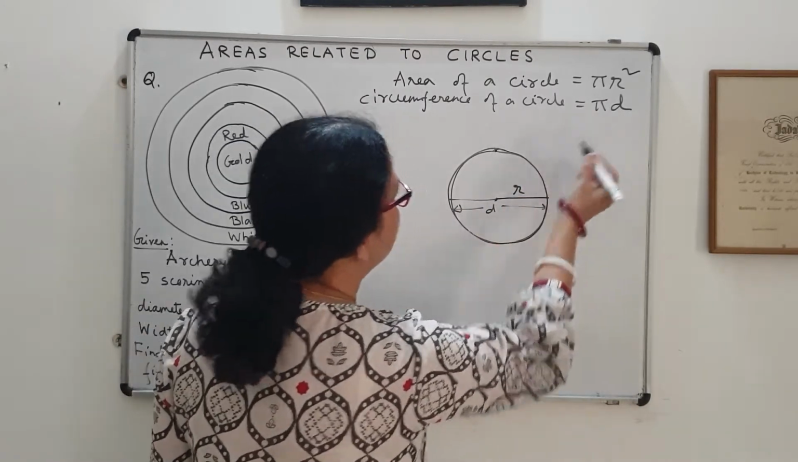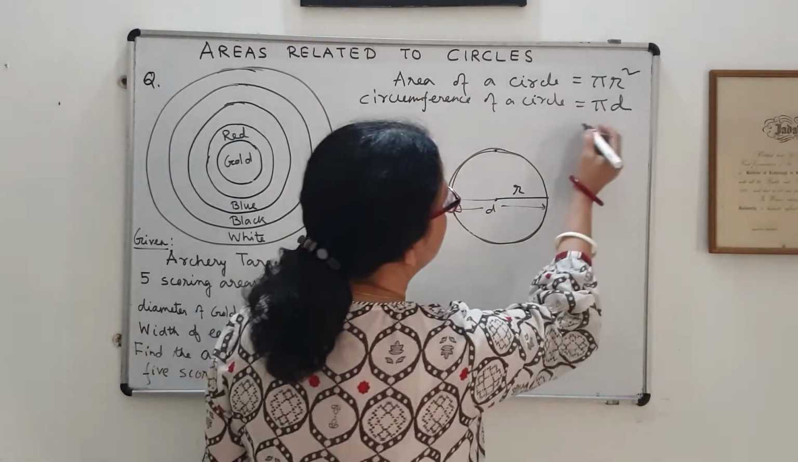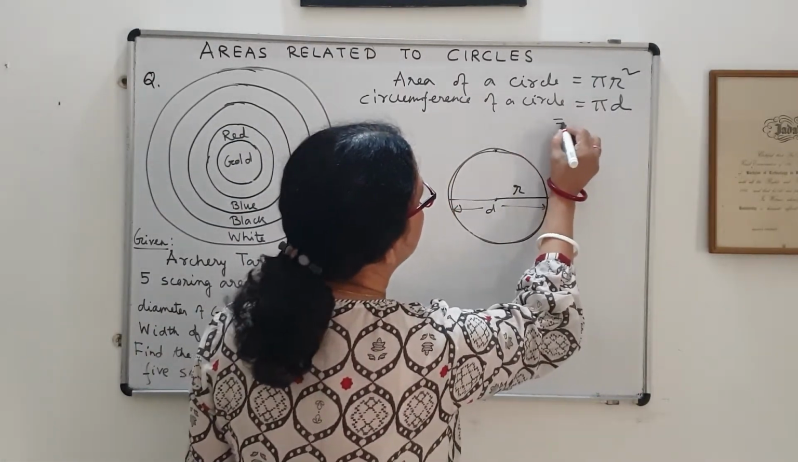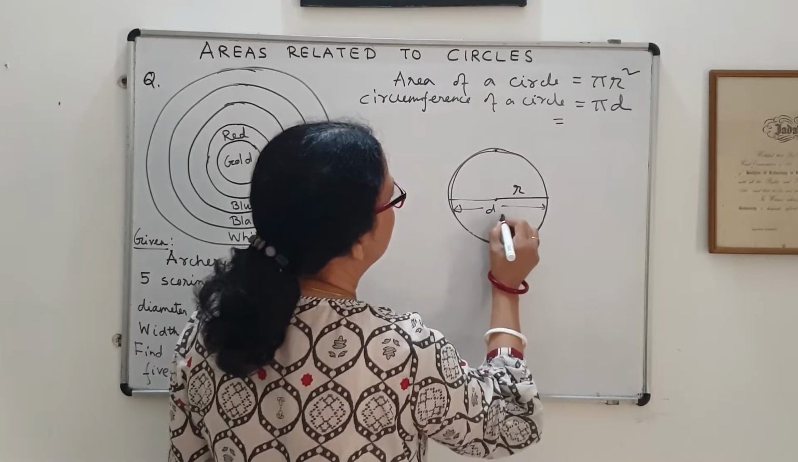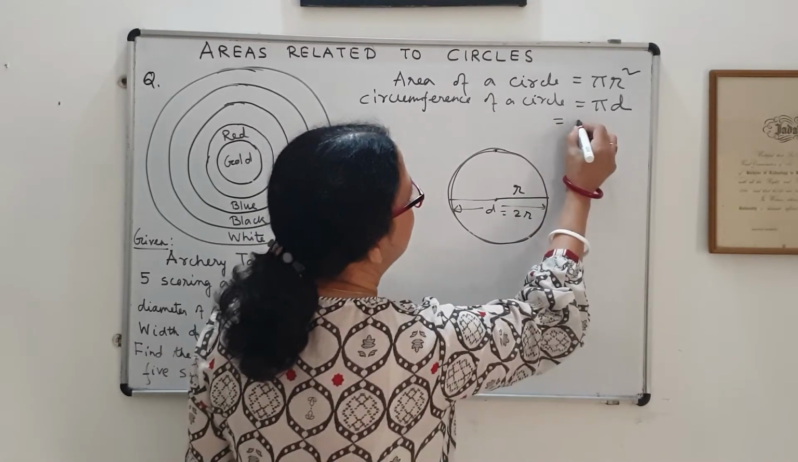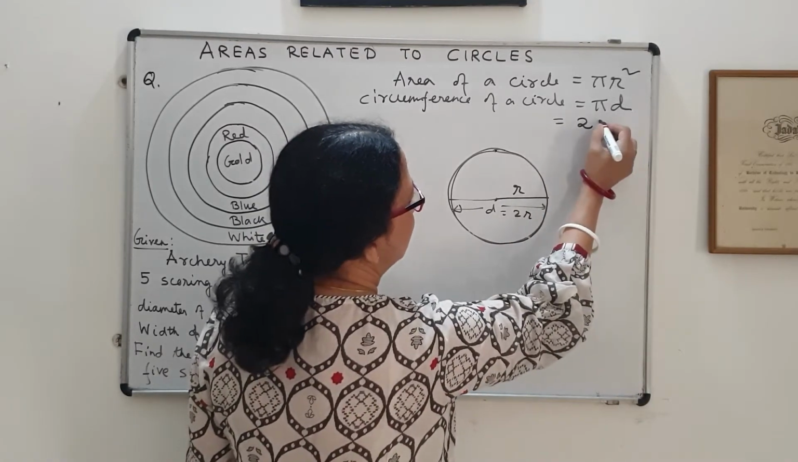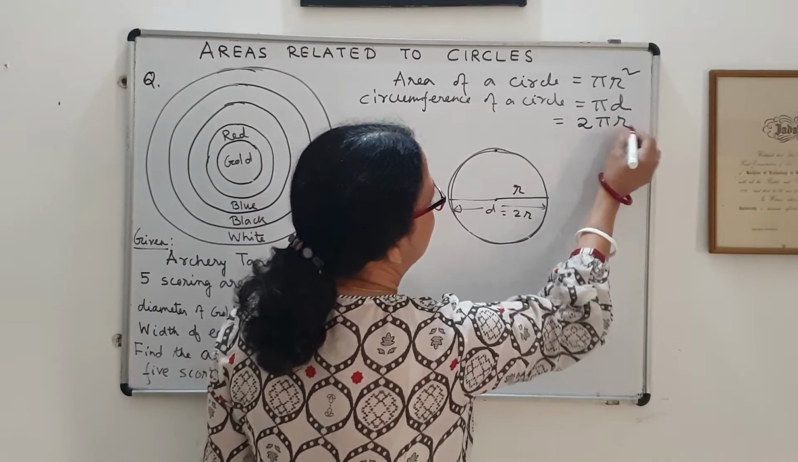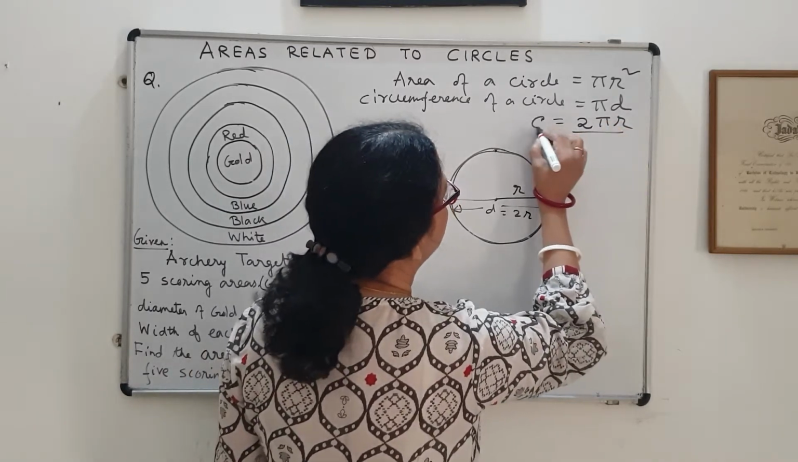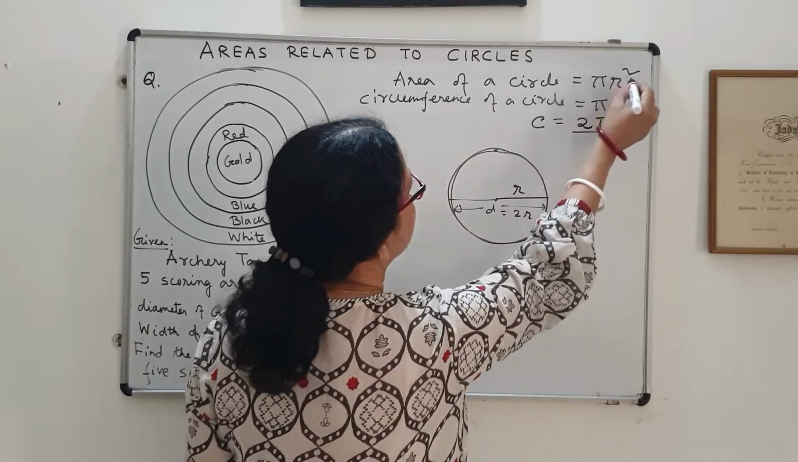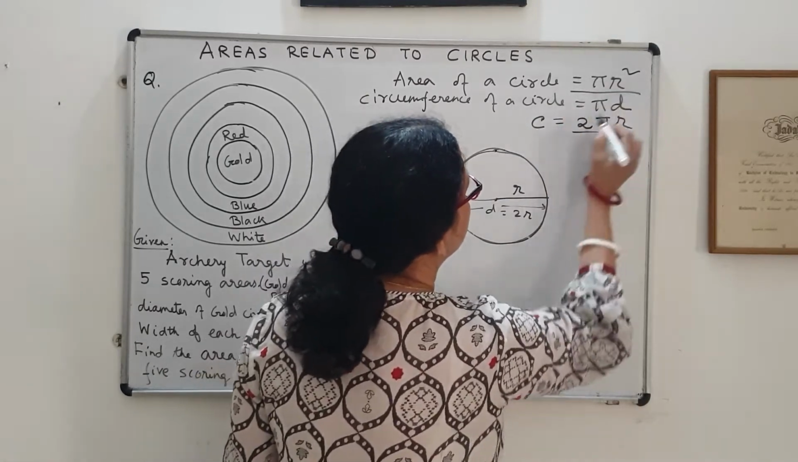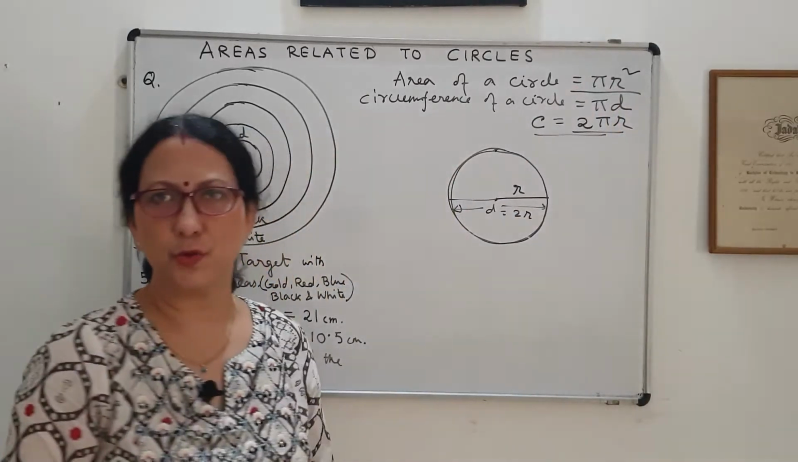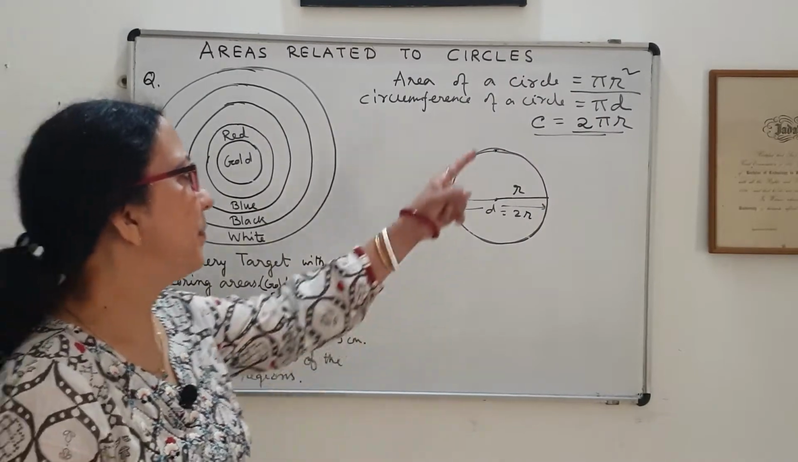So if I convert d into radius, d is 2r, because you know d is equal to twice of r, so in place of d I write twice r, so it will be 2 pi r. So these are the circumference, c is equal to 2 pi r, and this is the area. So these basic things you know, so we are recapitulating.